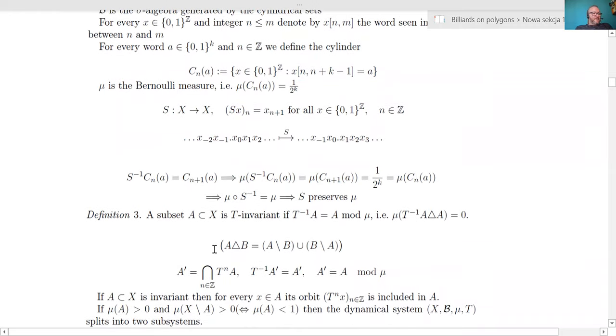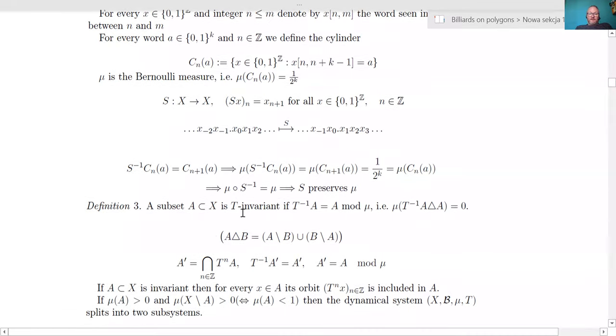Okay, now I should mention that in dynamical systems, the key role is played by invariant sets, or in fact by the absence of such invariant sets. And a T-invariant set is a set such that the preimage of this set is equal to the original set, but modulo measure. This modulo measure formally means that the measure of the symmetric difference is equal to zero. So it means that from the point of view of measure theory, these two sets are equal.